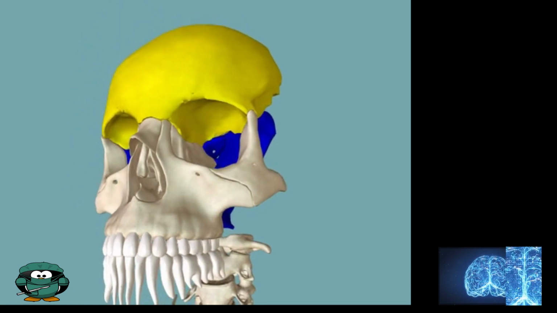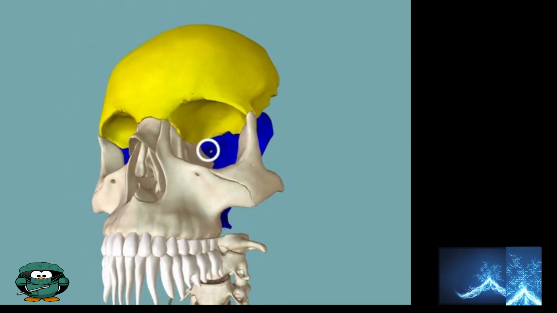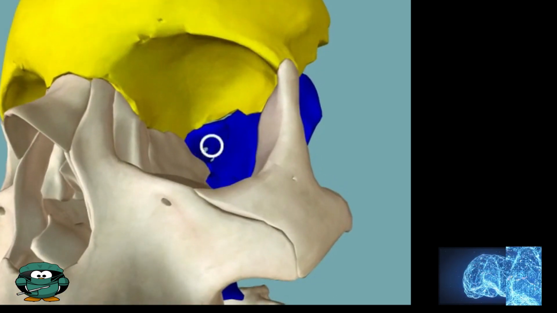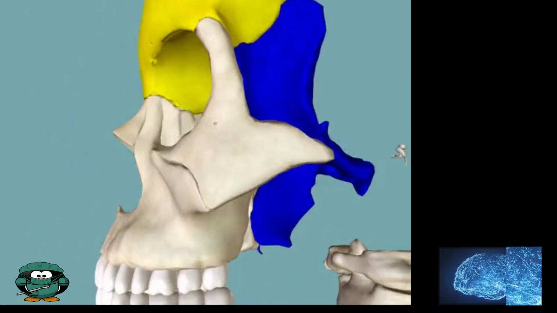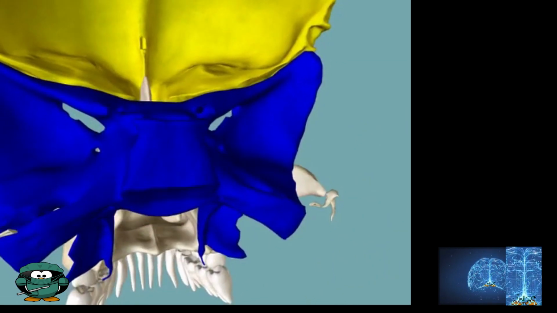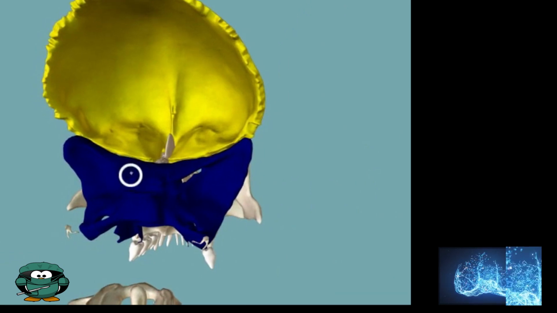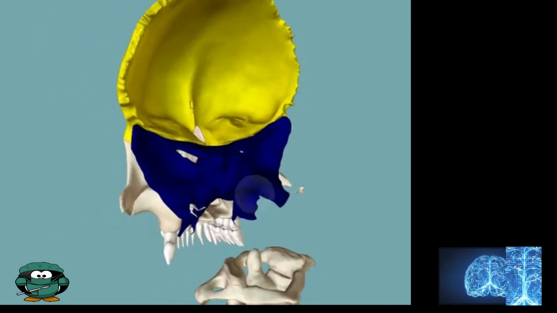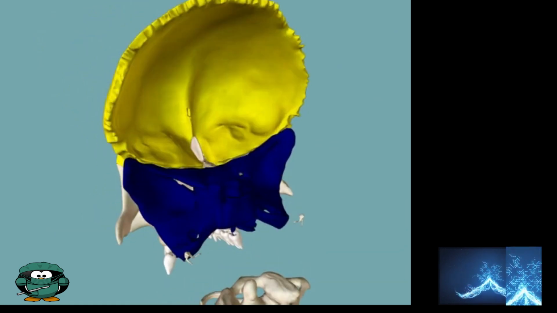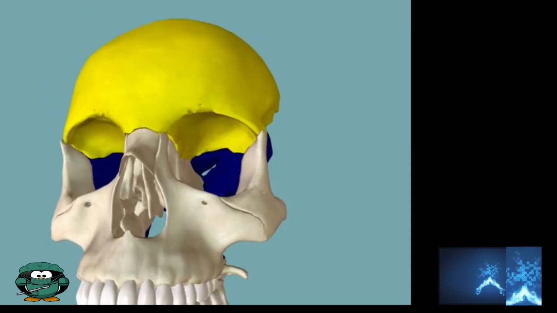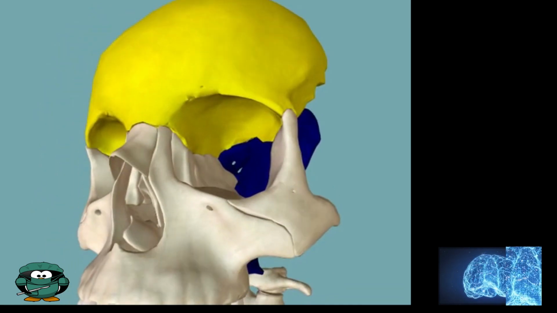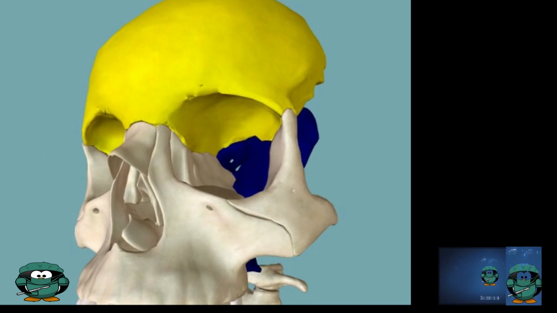Now in the lesser wing of the sphenoid bone, you can appreciate this structure, a foramen or a hole you can say. This is the optic canal, and if you see it from the other side, it is over here. This is the optic canal on both sides. So the optic canal is present in the roof of the orbit on the medial side as a part of the lesser wing of the sphenoid bone.